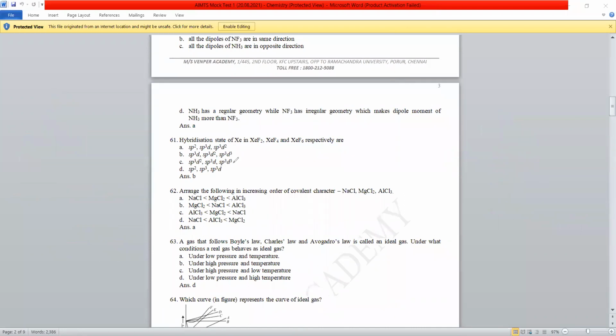Next, question number 61. The hybridization state of xenon in XeF2. In XeF2 the hybridization is sp3d. In XeF4 it will be sp3d2, and in XeF6 the hybridization will be sp3d3. We'll check here in option B: sp3d, sp3d2 and sp3d3.